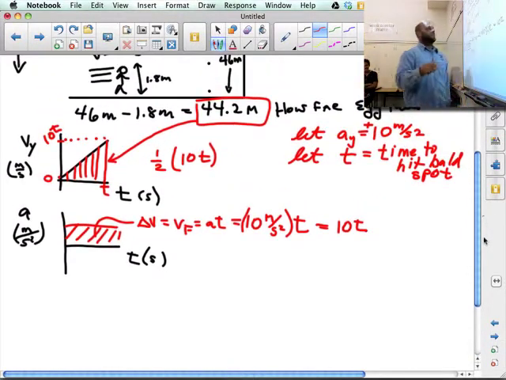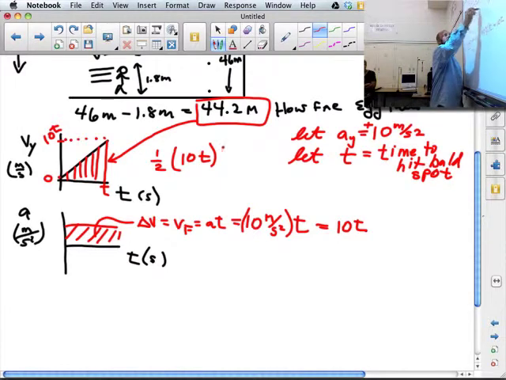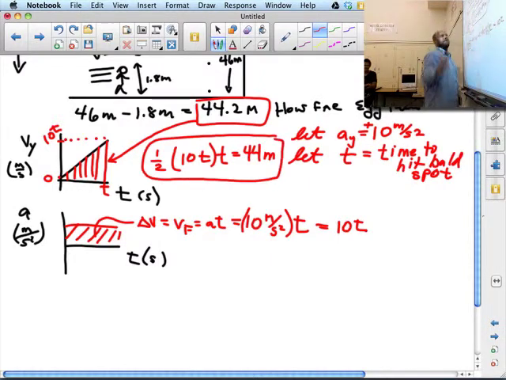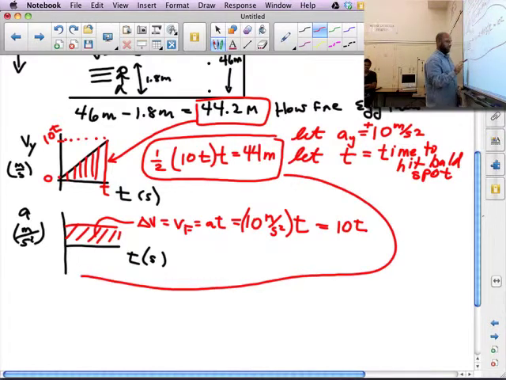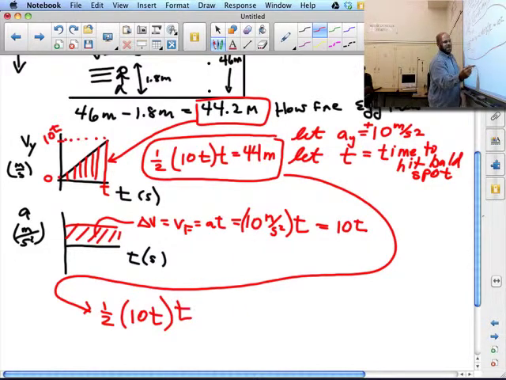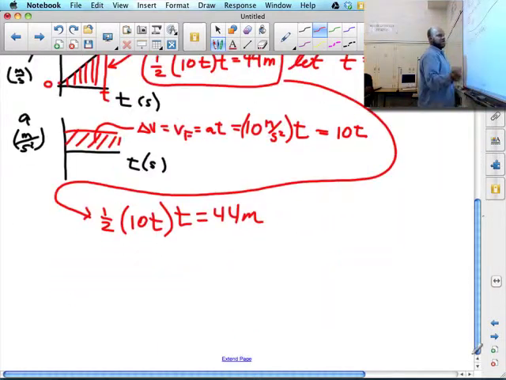All right, so let's get this thing wrapped up. This equals 44 meters. You guys good there? And so let me continue over here. 1/2 10t. T equals 44 meters. Okay. It's just algebra right here. And all this gives us is the time to hit homie on the head, right? That's all it gives us. So let's figure that out.